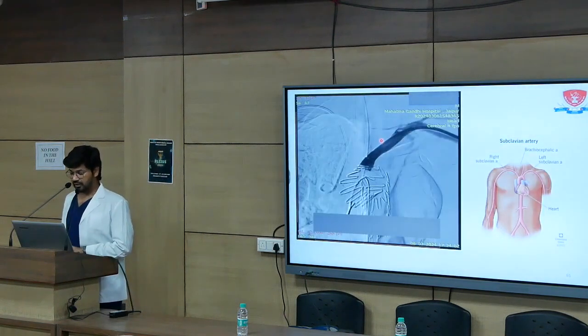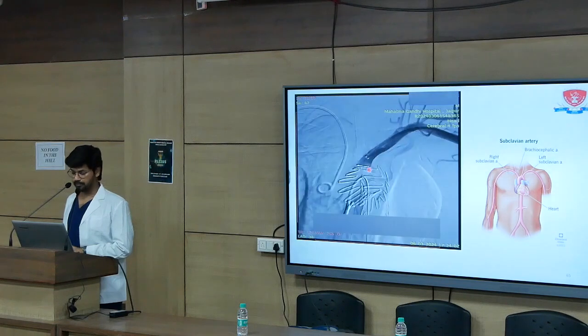So here we can see and confirm that there is no endoleak. And now for plugging the left subclavian artery to prevent further chances of endoleak.